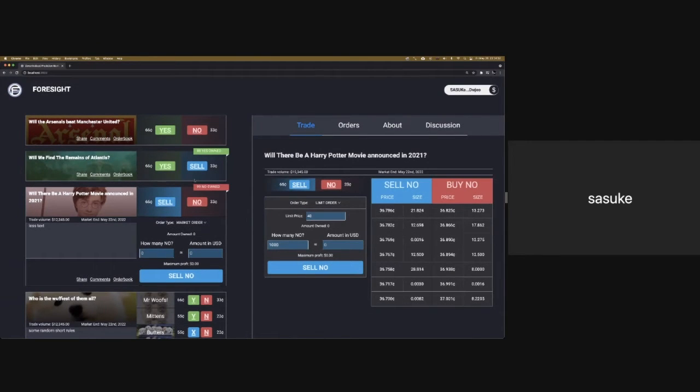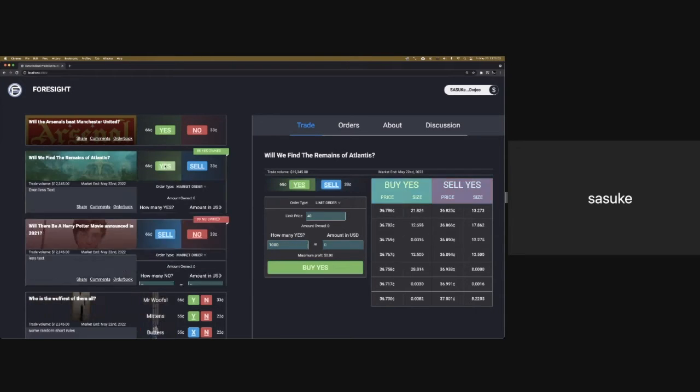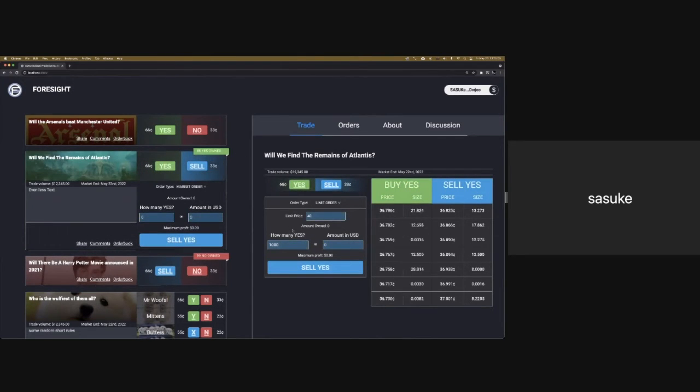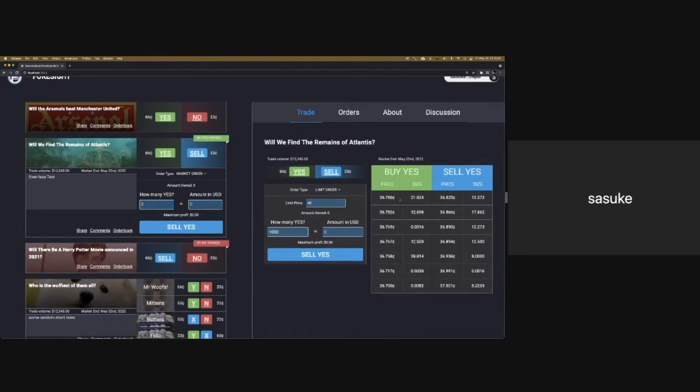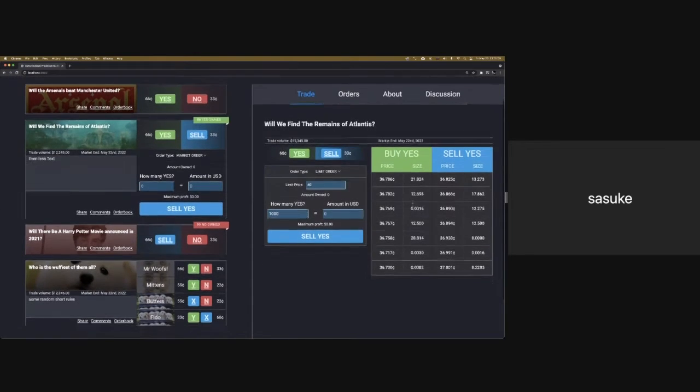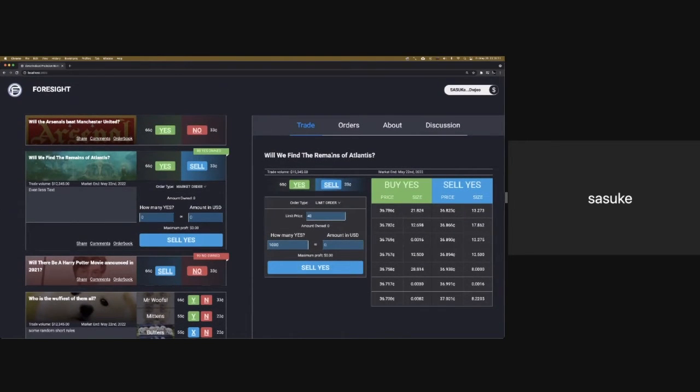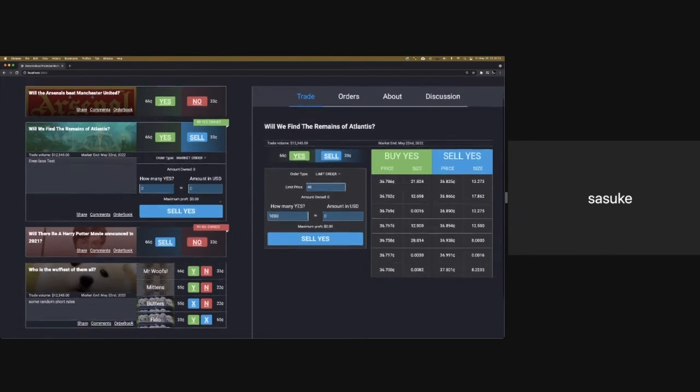Apparently, I have yes shares in this one and no shares in this one. Or the UI is a bit messed up. I have yes shares in this one. I'm wrong, the UI is correct. I have yes shares in this one, so I can buy more yes, or I can sell the yes that I already have. You can see a bit of the order book here. This is a real order book, but it's not actually the Atlantis order book. I don't really have much else to show you, I guess.